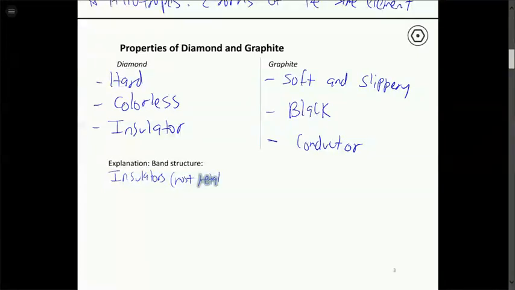Sorry, most nonmetals are insulators. So if we have an insulator type structure, if we look at the molecular orbital diagram with energy going from bottom to the top, you're going to have a bunch of filled molecular orbitals on the bottom. These are going to be typically your bonding combinations.